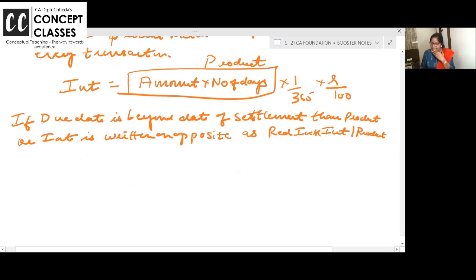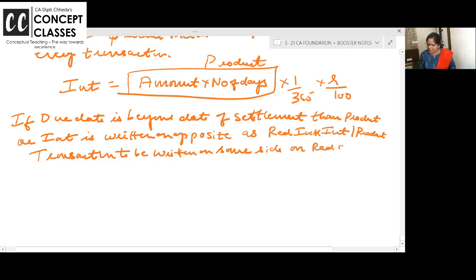Okay? Transaction you have to write on the correct side only. Transaction is to be written on the same side. Only red ink interest on the opposite side.